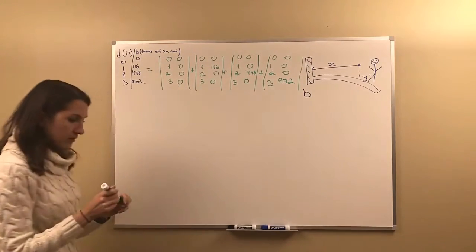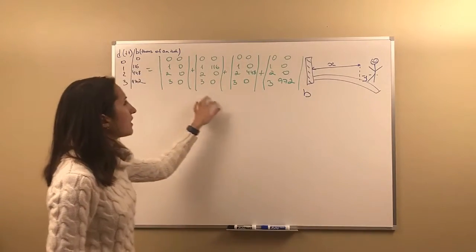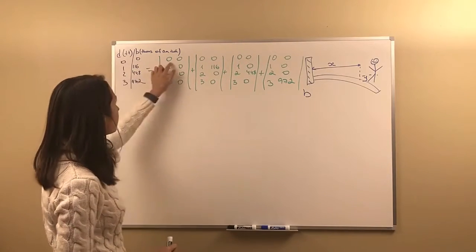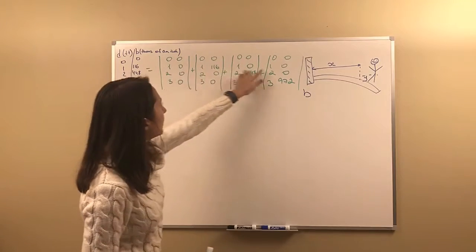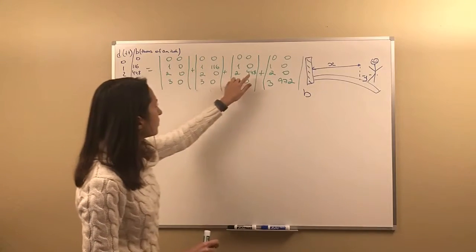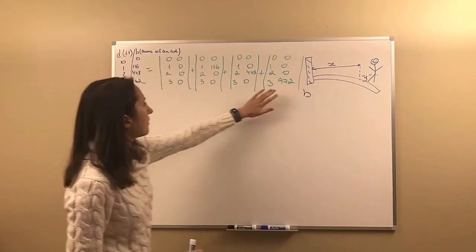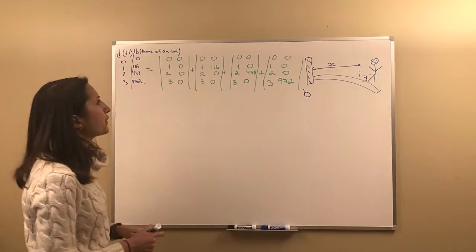Okay, so we broke off this table into the sum of multiple tables. Make sure that it actually matches. So here we have 0, 0, 1, 116, 2, 448, and 3 is 972 when we add it up together.